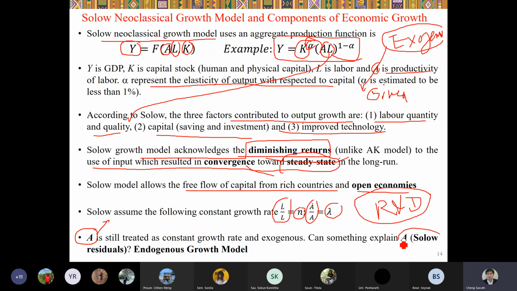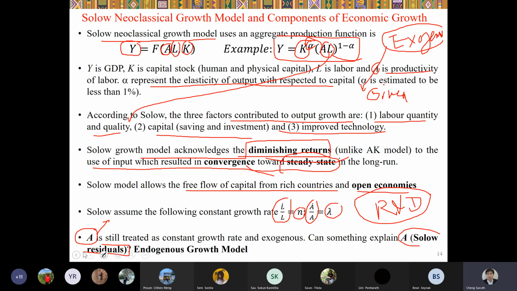Okay, we call it residual. The word residual means that it's something that is left unexplained after we take account of the labor and capital. Okay, so something that is left after the labor and capital is the remainder, and the remainder is called residual. And Solow did not explain what is the residual. You know that it's technology, but you don't know what makes the technology stronger or more modern. Okay, what explains that? So we call the Solow model exogenous.